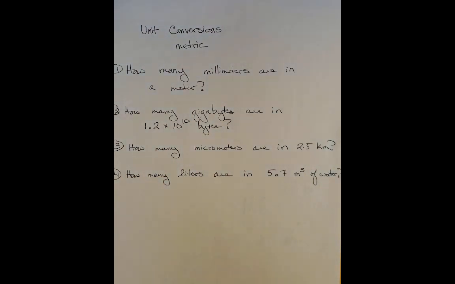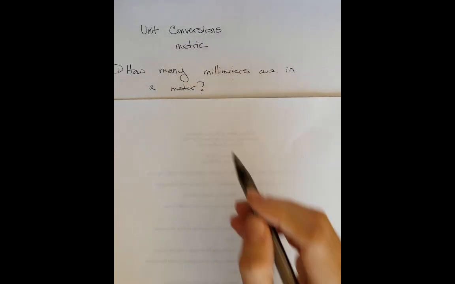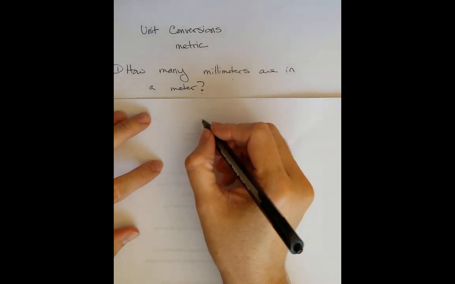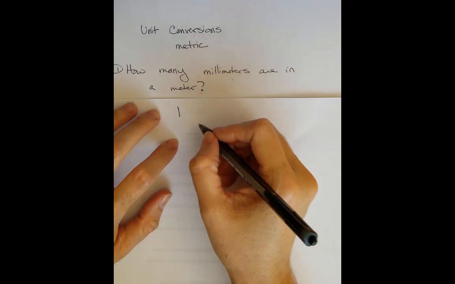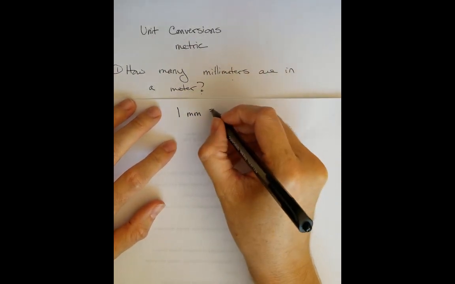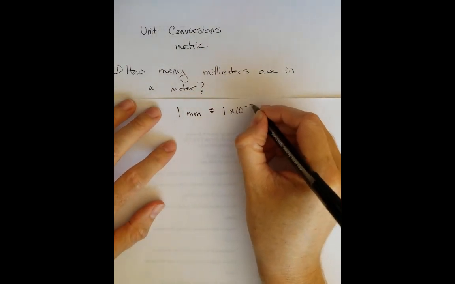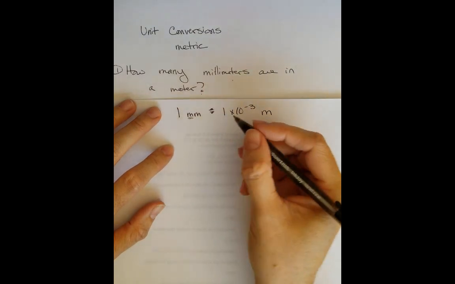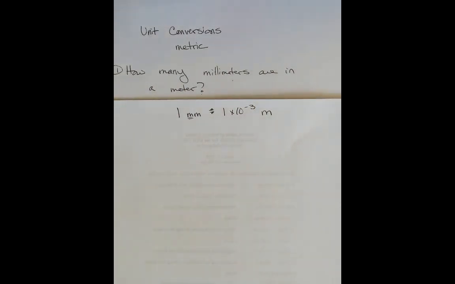Let's do some practice. So things like how many millimeters are in 1 meter. So we're going to pull from memory the fact that 1 millimeter is really small. So 1 millimeter is going to be equal to, or for every 1 millimeter, you only have 1 times 10 to the negative 3 meters. So this milli is that 1/1000th. So you can think of it as being that small unit.